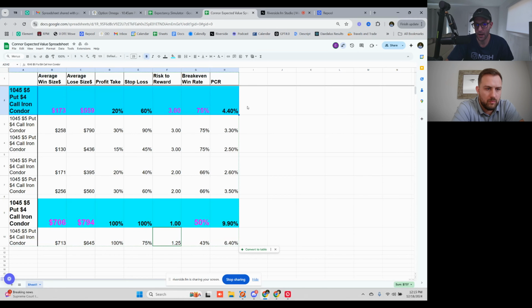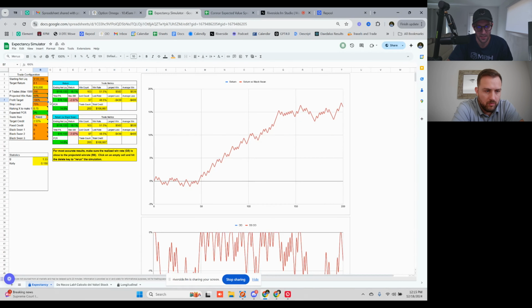The other thing I wanted to show, to show this outside of back test, is this Excel sheet that's basically an expectancy simulator.